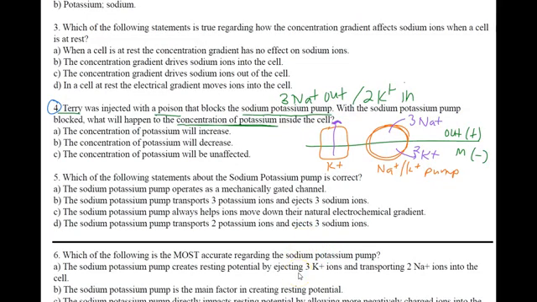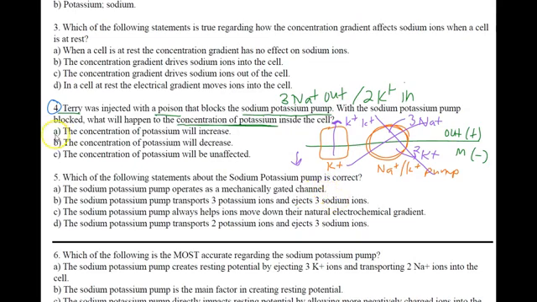So now let's read the question. Terry was injected with the poison that blocks the sodium-potassium pump. With the sodium-potassium pump blocked, what will happen to the concentration of potassium inside the cell? Another way of saying this: if this doesn't work anymore, you're not pumping potassium back into the cell. So that means potassium is continuing to come out of the cell. So if you had a higher concentration of potassium, what's going to happen to that concentration? It's going to decrease because a lot of it's moving out of the cell through a leak channel.